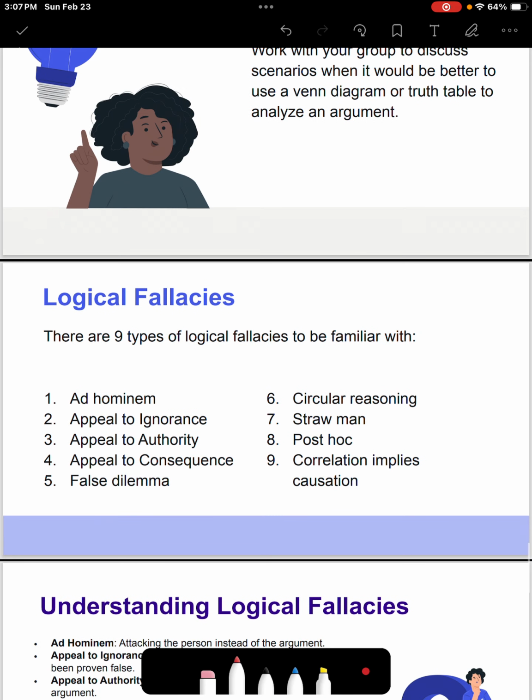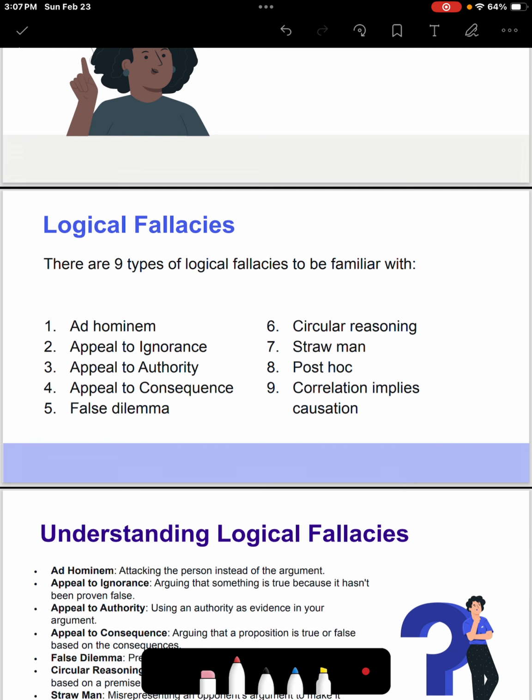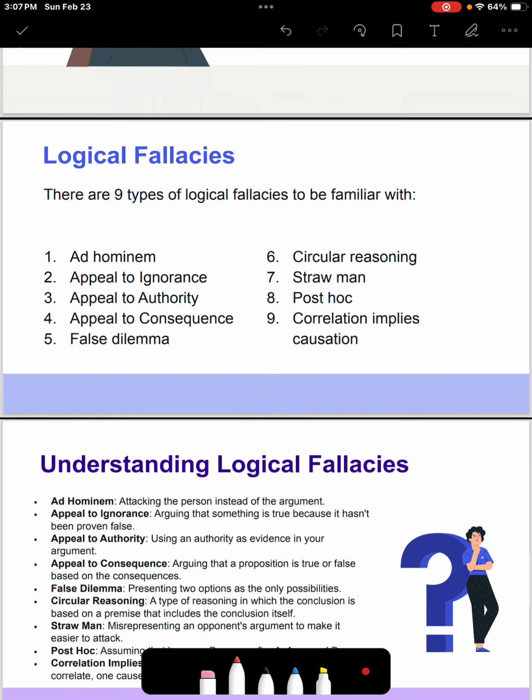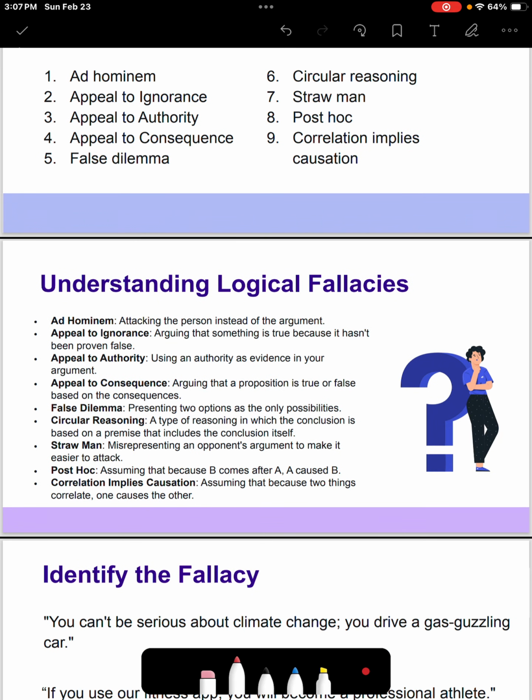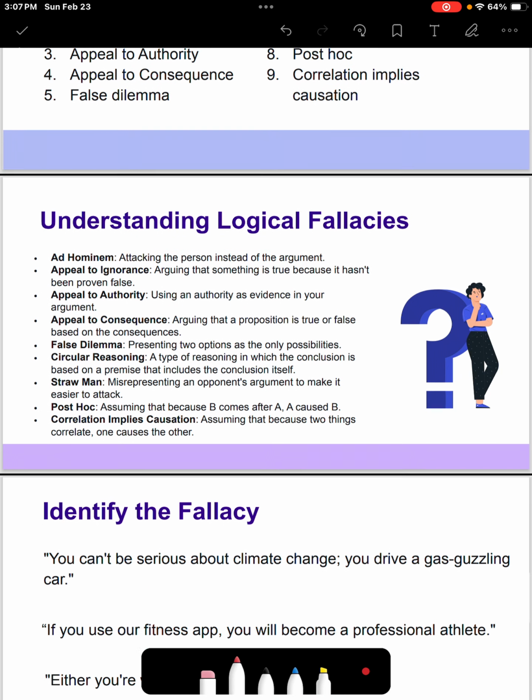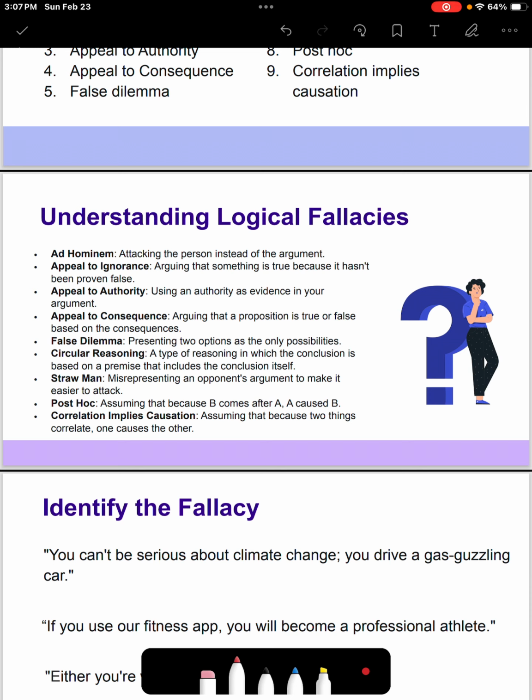So here are some fallacies. There are 9 types of logical fallacies to be familiar with. So these are the 9. Take a look at those. Here are some definitions of each one of them. Take a look at those.